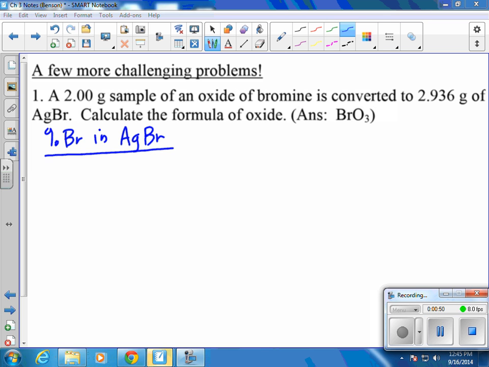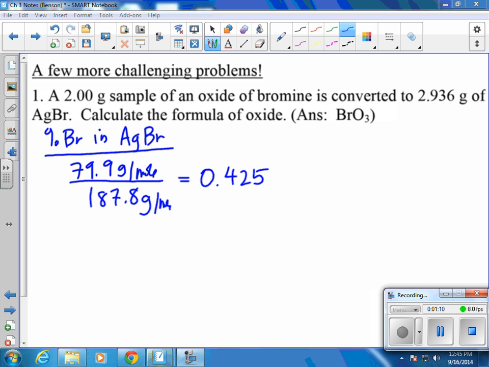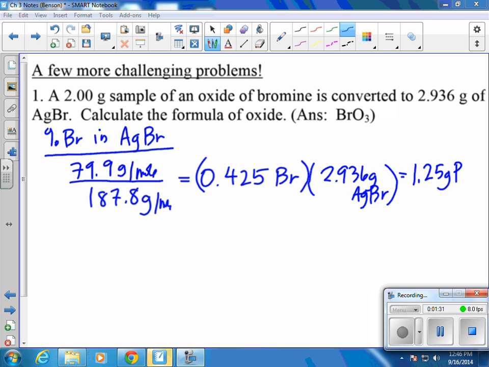So I'm going to use the molar masses. The molar mass of bromine is 79.9 grams per mole over the total molar mass of silver bromide, which is 187.8 grams per mole. Do the calculation on that, and I get 0.425, or relative abundance of bromine. I'm going to multiply that by the amount of silver bromide that I had, which is 2.936 grams of silver bromide. And that's going to equal 1.25 grams of bromine.